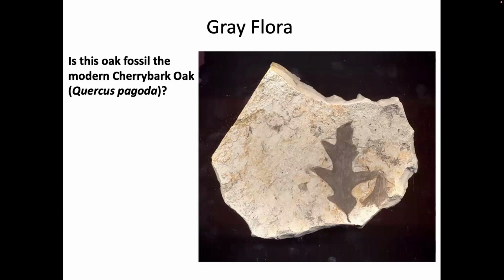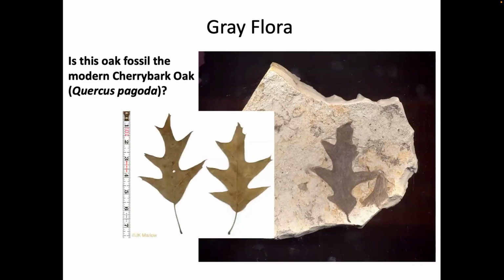Let's switch out now and talk some more from a plant perspective. Take a look at this leaf. This is a fossil from the Gray Fossil Site. It's probably about 5 million years old, but we can compare this to the modern day, and it bears striking resemblance to the modern day cherry bark oak, Quercus pagoda, which is a species that is common around some of the deep south areas where you typically would find things like alligators and some of those species.